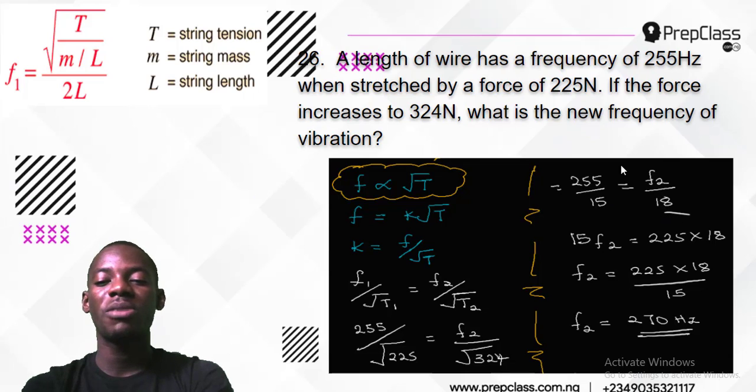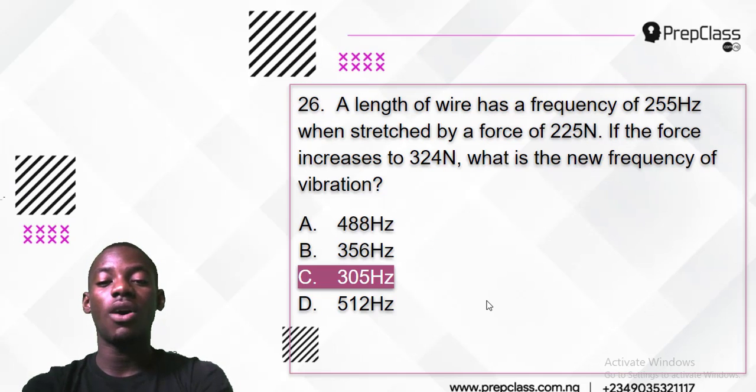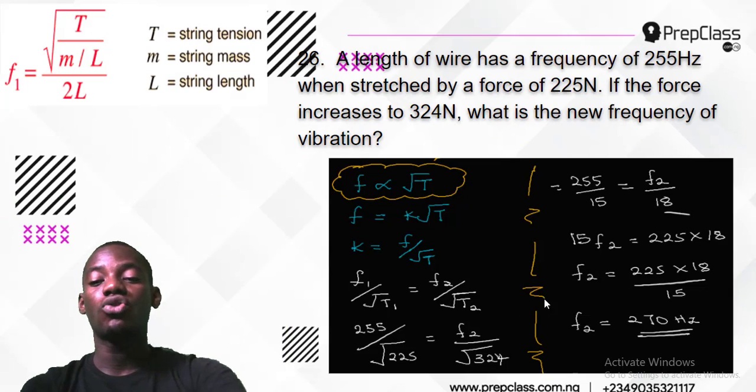So if I cross multiply, I'll be getting 15 F2 equals 225 times 18, and if I divide by 15, I'll be getting 225 times 18 divided by 15, and that will give me 270 Hz. And that is the answer to the question, 270 Hz. Unfortunately, the answer to that question is not in the options, but this is the right answer. It is simply 270 Hz, and that is the way to go about solving the question.